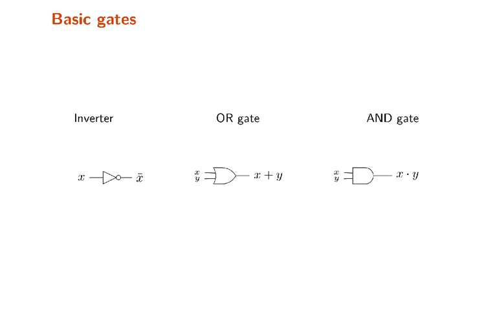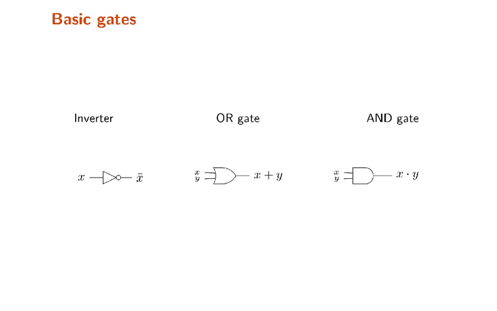So, for instance, we have the inverter, that implements the complement, or the NOT, the Boolean negation. Then we have the OR gate, that implements the join operator. We can say the Boolean addition, or the join, or the OR, or the union, thinking in set theory.